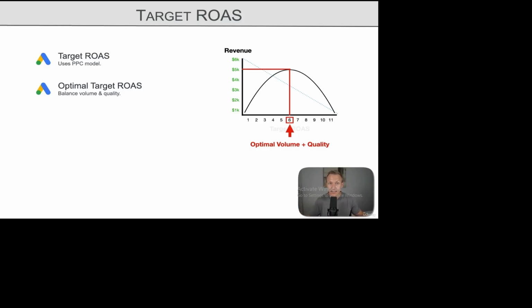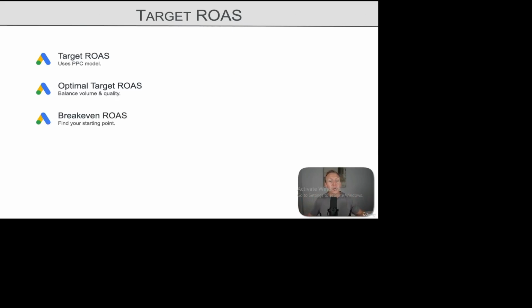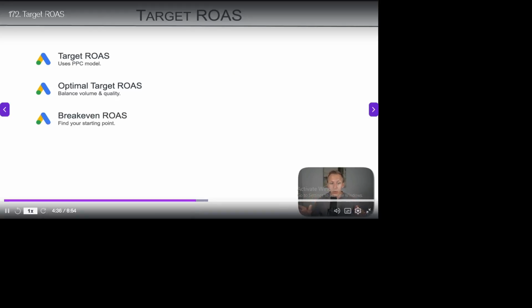Let's say 6 in this case. Naturally, it is going to be different for every single product and every single country that you target, but we don't know what the target ROAS is going to be. So where should you start when you're using the target ROAS bidding strategy? Well, you should start off by finding your break-even ROAS, meaning looking at what ROAS you are breaking even. You're not making a profit, but you are not losing money using this strategy.